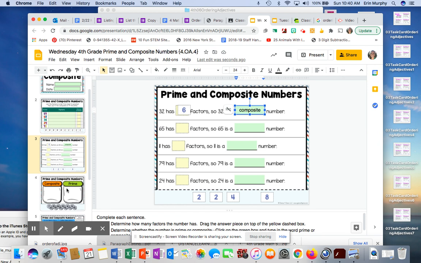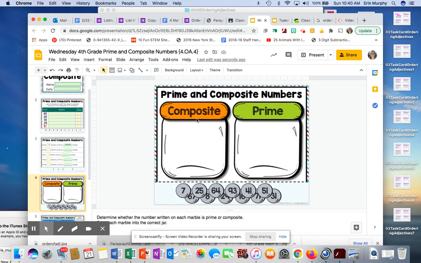All right, on the next slide, I got these 2 jars here. Simply, all you're doing is putting all the prime numbers in one and all the composite in the other. Please make sure they are not overlapping when you do this. Like if you say 7 is prime and you believe 41 is also prime, don't put them right on top of each other because I don't want to have to keep moving them around. Make sure I can see each one.